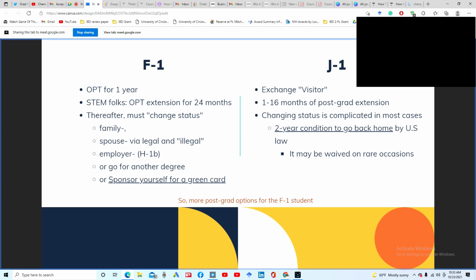So if there's any school dangling J1 visas in front of you, think about your long-term goals and decide if you want it or not.